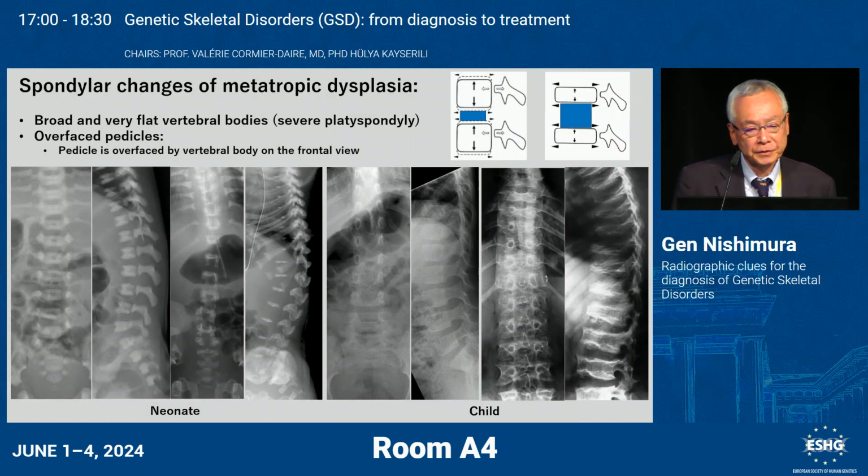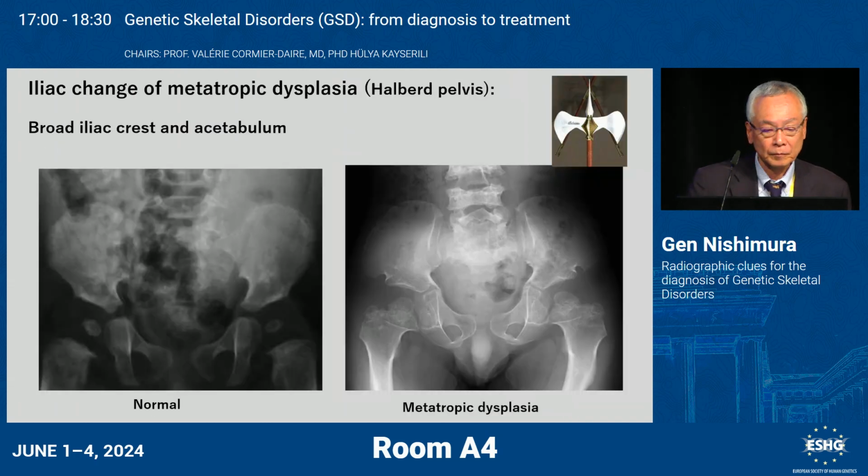What about the spondylar change of metatropic dysplasia? You can see very broad, flat vertebral bodies in metatropic dysplasia as compared with a normal infant. As compared with a normal child, you can see so-called overfacing of the pedicles. The pedicles are overfaced with the lateral edge of the vertebral bodies on the frontal view due to very broad vertebral bodies.